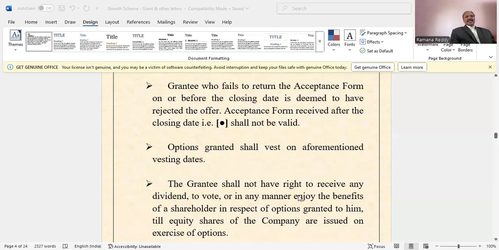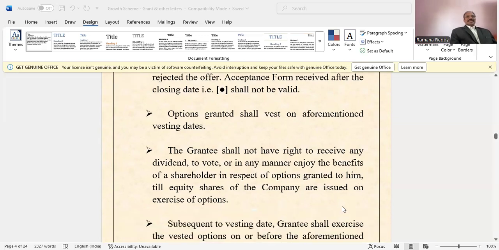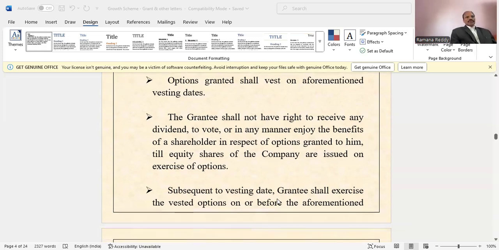The grantee shall not have a right to receive any dividend, any voting, or in any manner enjoy the benefits of a shareholder in respect of the options granted to him. These are only options, not equity. Only after vesting and after exercise will he get the right to vote or the right to dividend. Till the equity shares of the company are issued on exercise of the options, the grantee will not have any dividend or vote.